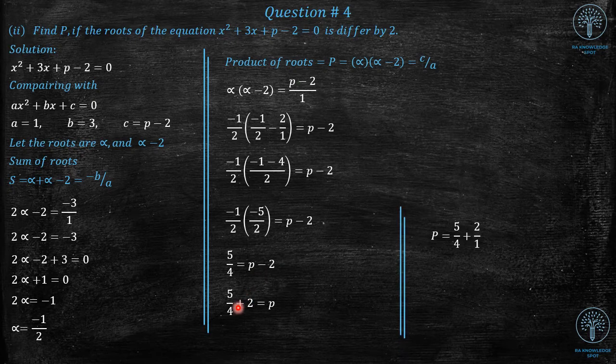Now we can write 2 as 2 by 1 to make it a fraction, because this is already a fraction. You know very well how to solve the fractions taking the LCM. So this is your answer. Hope so, this is not a difficult question for you.